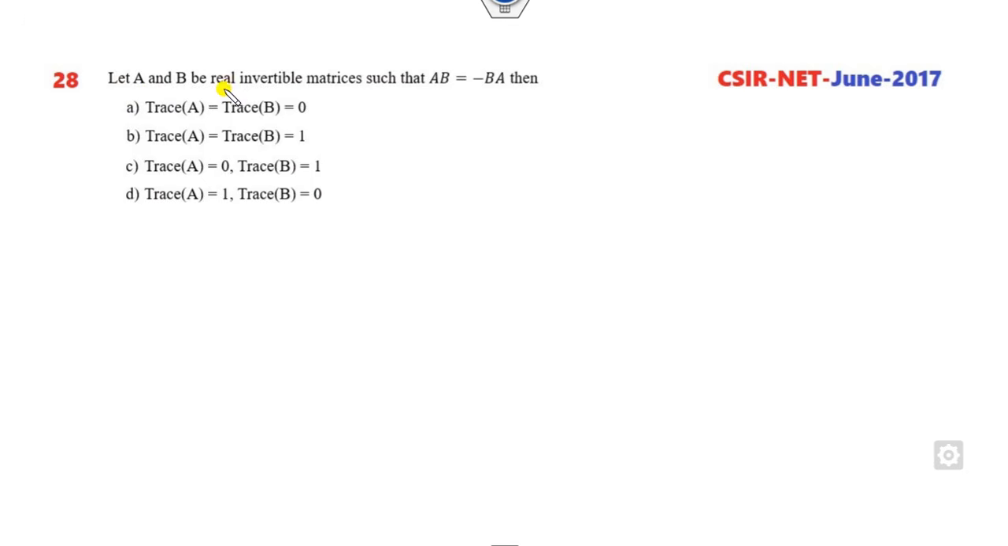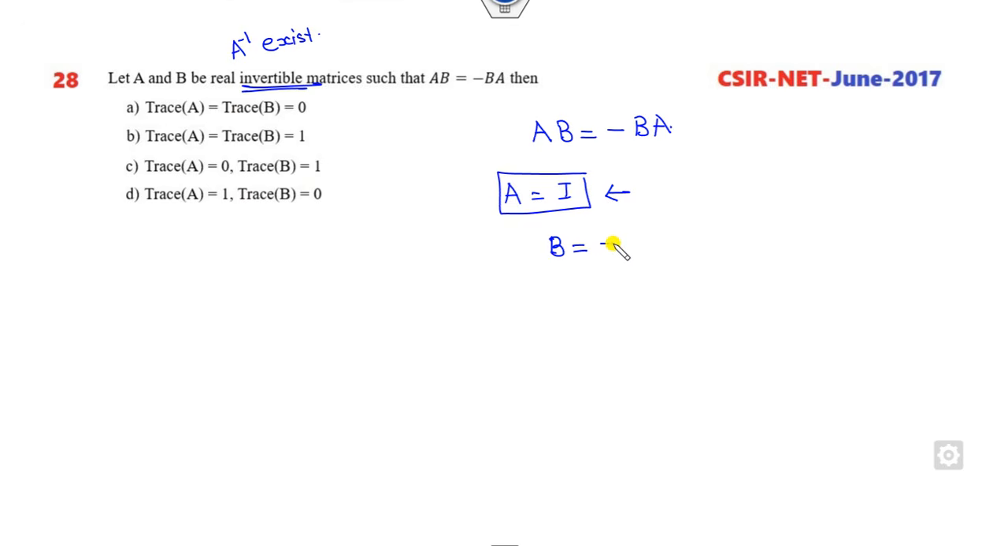Now A is a real invertible matrix such that AB is equal to minus BA. Then which of the following holds? It is invertible, meaning A inverse exists. Now which of the following is the correct option? A very simple example: you can simply take A as I, which is invertible. If I substitute here, B is minus B. What is the meaning of that?